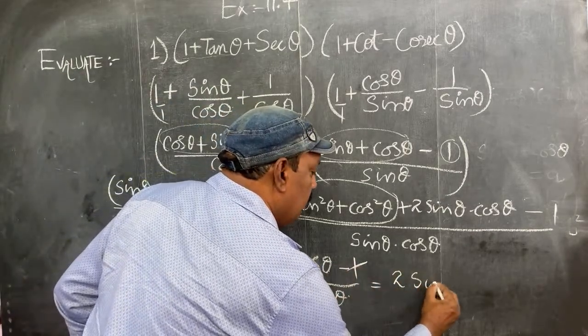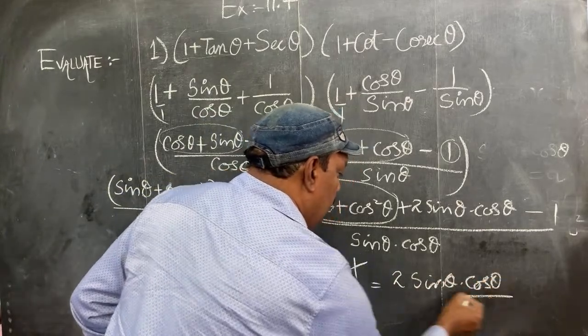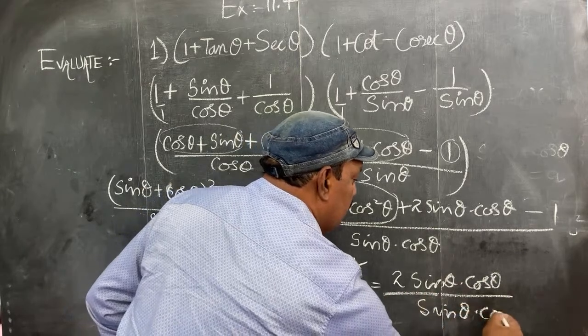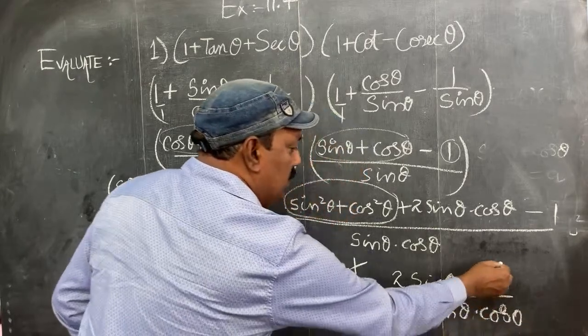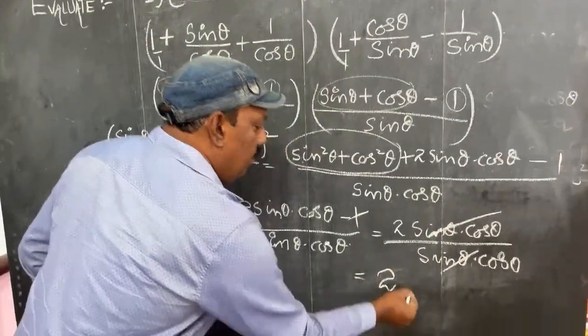Now plus 1 minus 1 cancel here, and what you are going to get? Left over is 2 sin theta into cos theta by sin theta into cos theta. So sin theta cos theta is going to be cancelled and 2 will be the final answer.